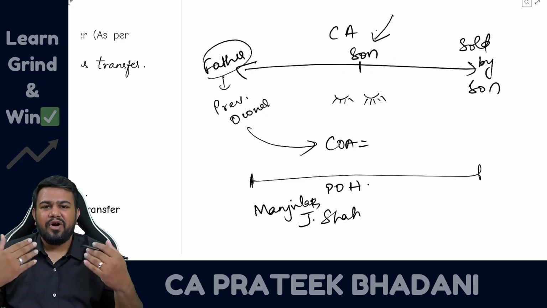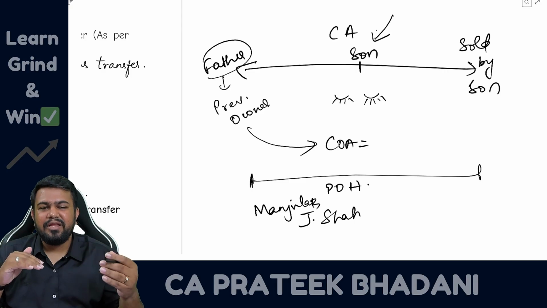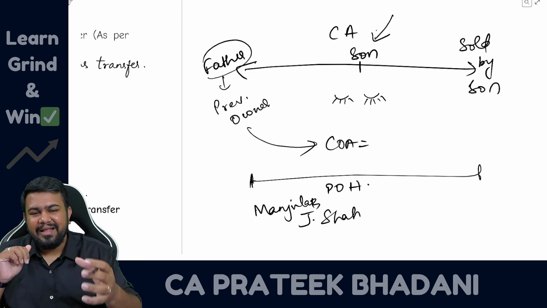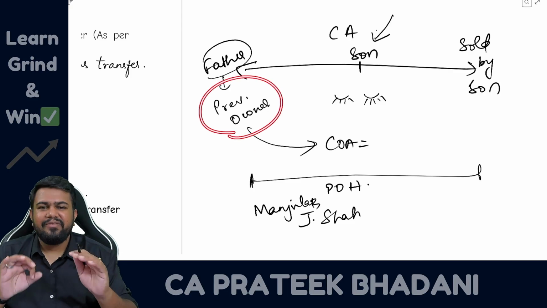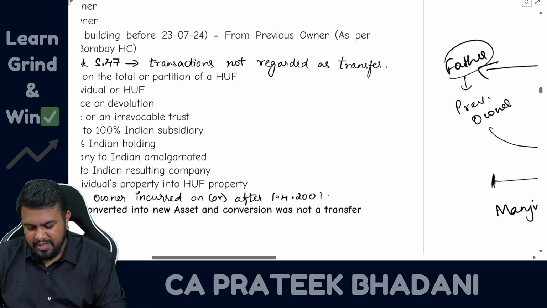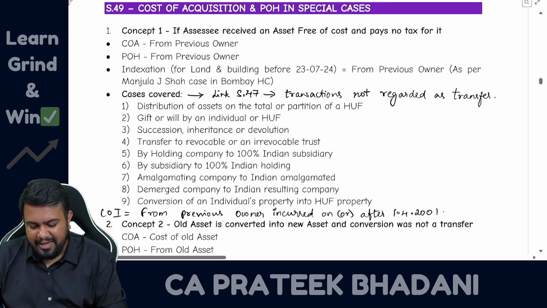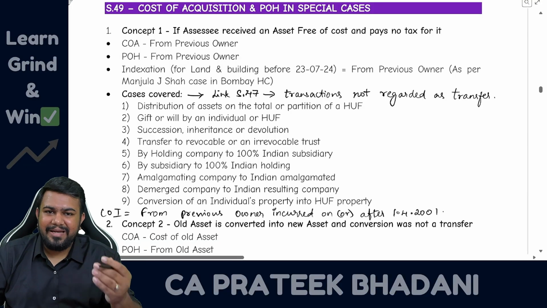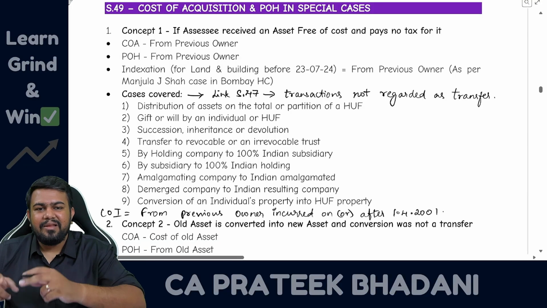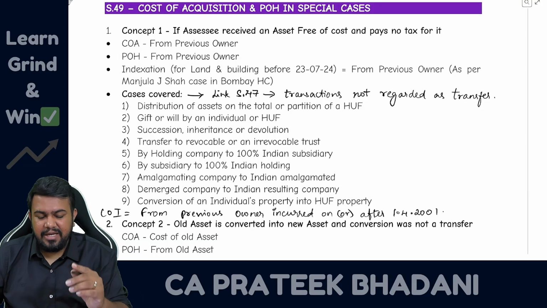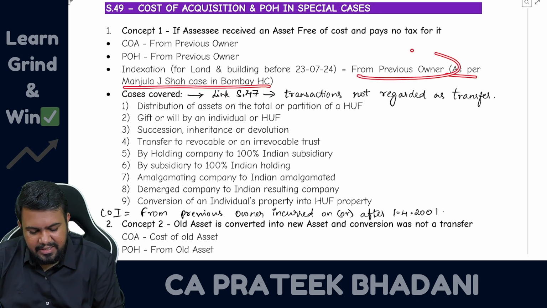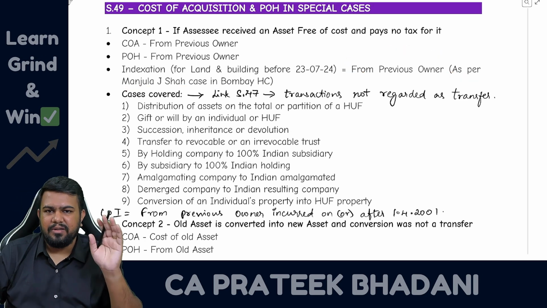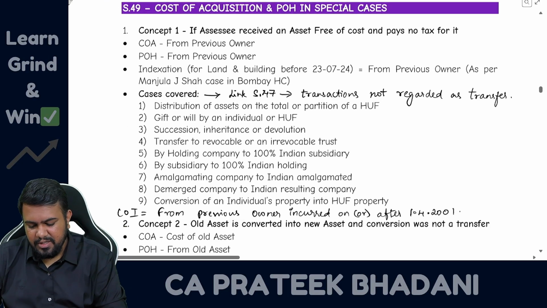This case was fought by Manjula J. Shah and she won in the Bombay High Court. That is why that case law reference you are taking, and indexation also you should take from the previous owner itself. So in your examination, whenever you get a chance to find out indexation and you are taking the previous owner value, in such case you have to mention that as per Manjula J. Shah you are taking indexation from the previous owner.